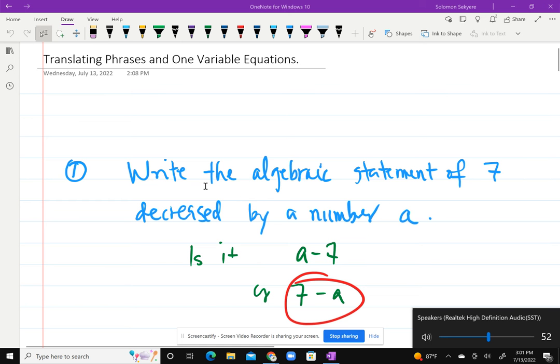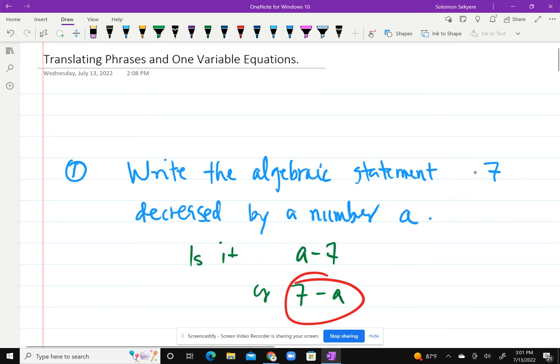The first question is, write the algebraic statement for 7 decreased by a number A. So just think about it, okay? If you have 8 and you want to decrease it by 2, what do you do? It is 8 minus 2, right? So just follow it and just use actual numbers to try to figure out what's going on.